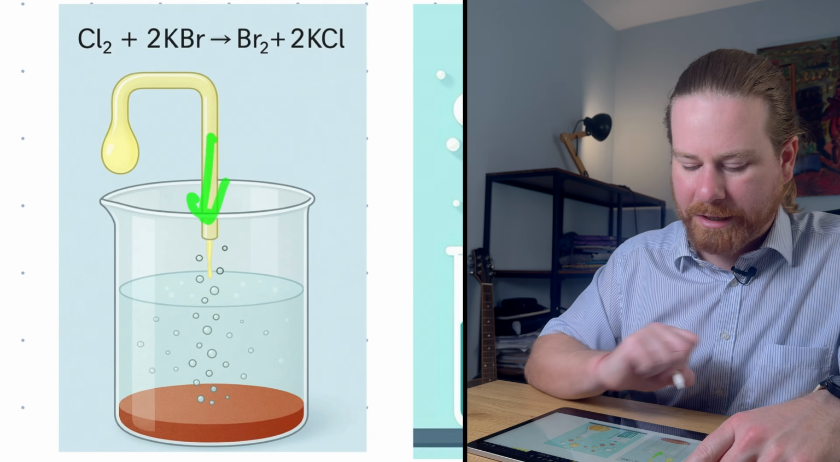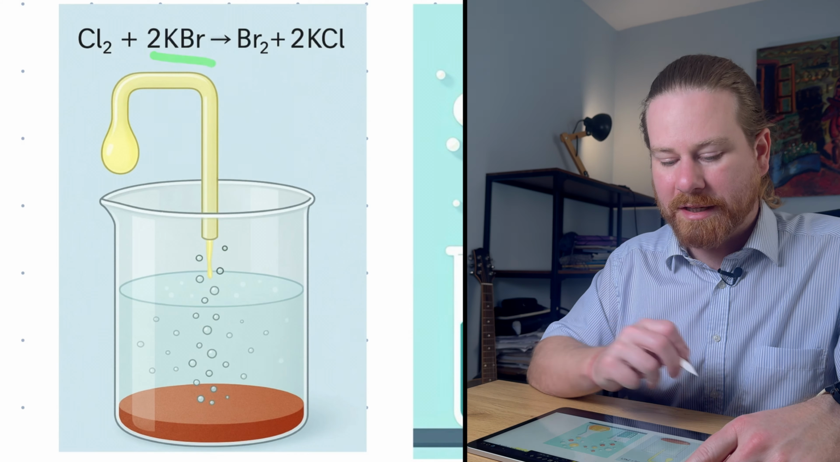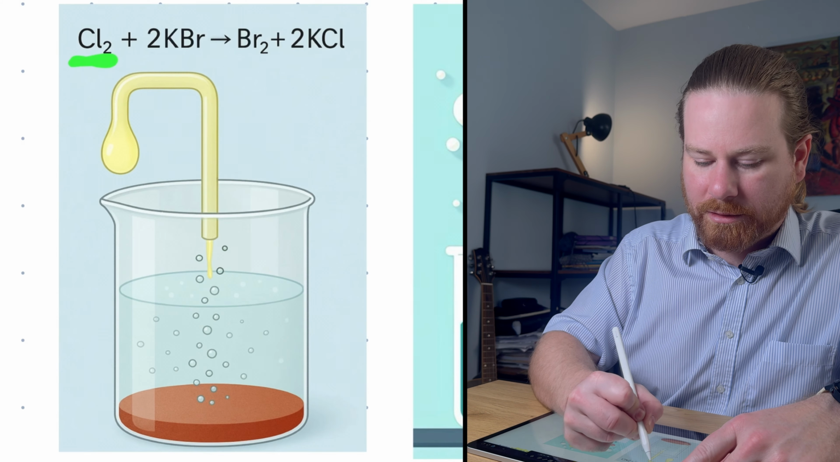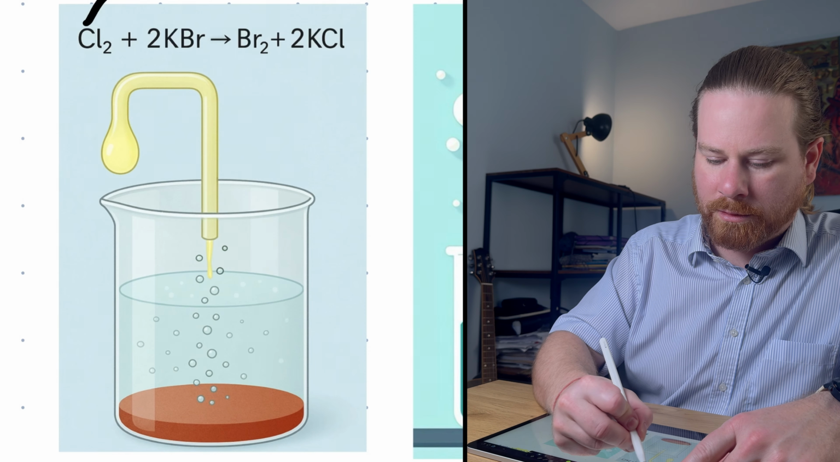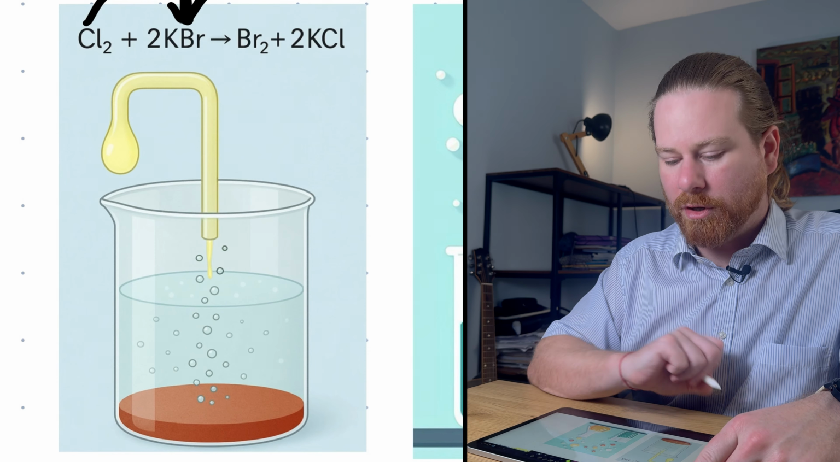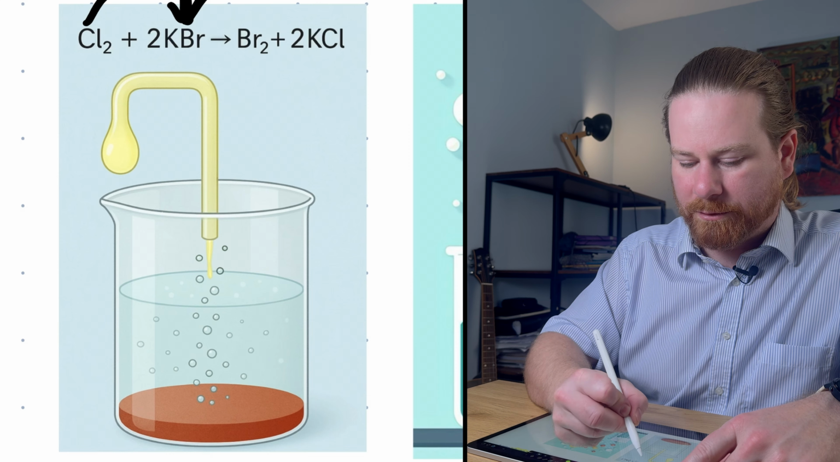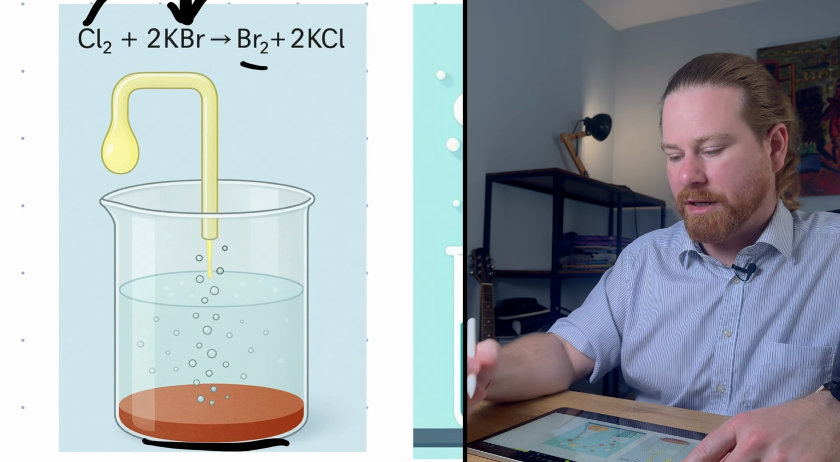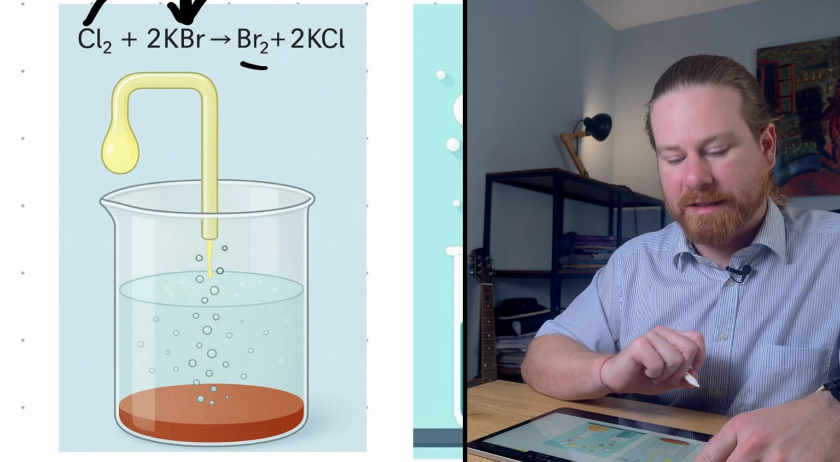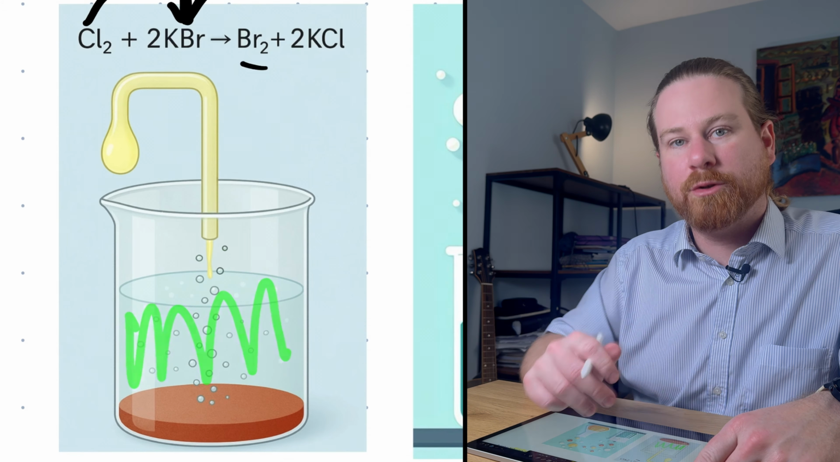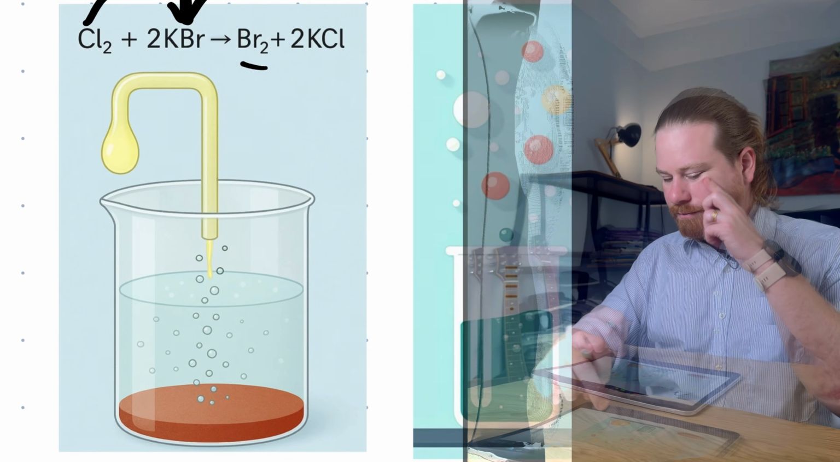So when you add the chlorine, it's reacting with the potassium bromide. Chlorine is more reactive than bromine, so it is displacing it out of the compound. We're left with the bromine, which is why we've got this colour here, and the potassium chloride, which is now the new colourless solution.